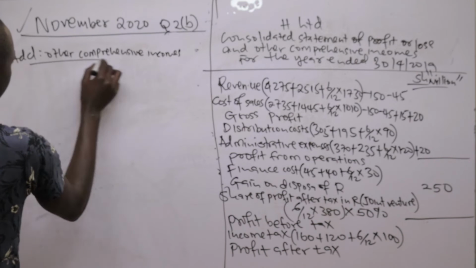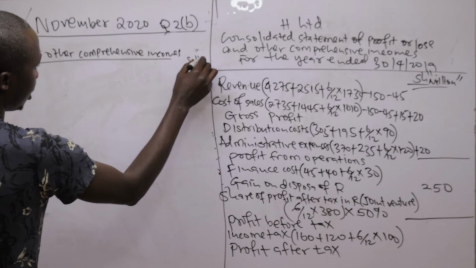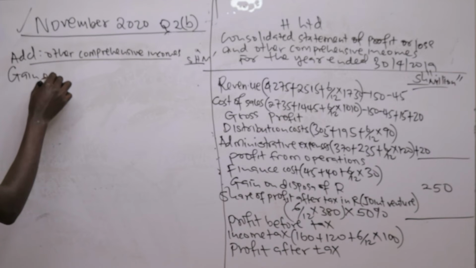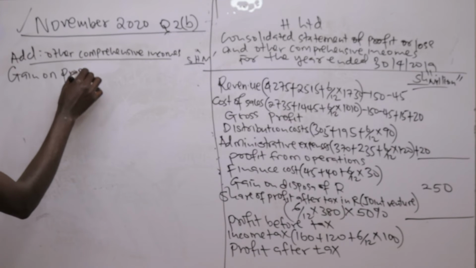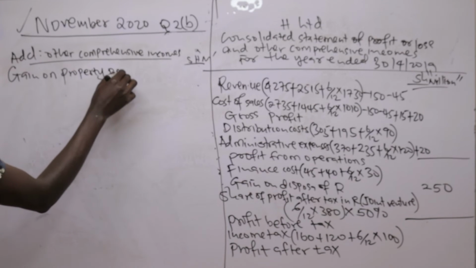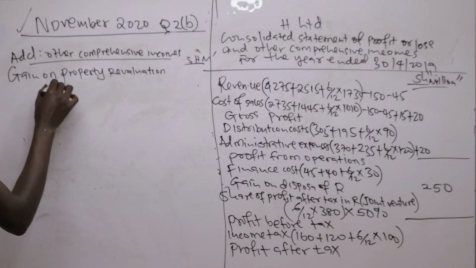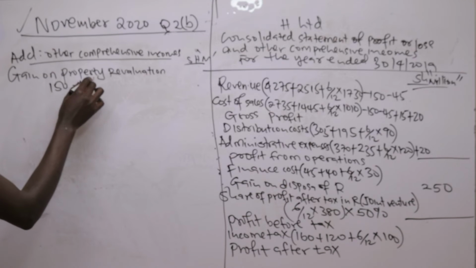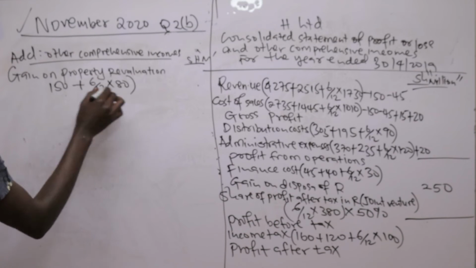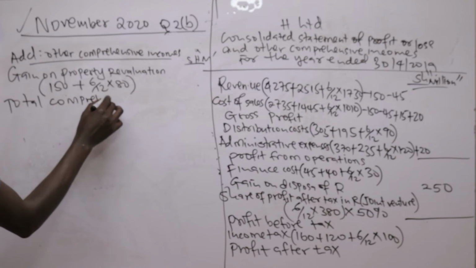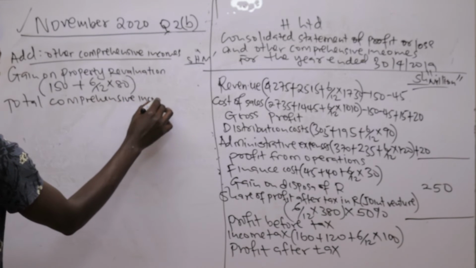Add other comprehensive incomes. So shillings in 6 figures, which is millions. So add other comprehensive incomes, which is a gain on property revaluation. In this case, we say 150 plus 6 over 12 times 80. Then we say total comprehensive income.